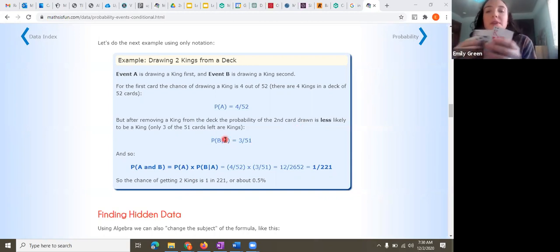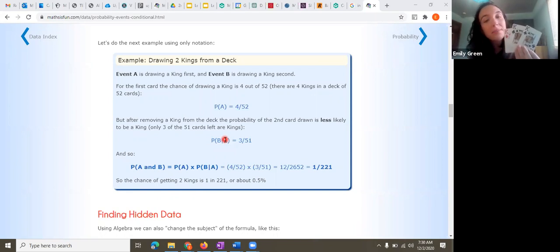Okay, so I have 4 kings, right? And so the odds the first time are going to be 4 divided by the total of 52. That's the odds of picking a king the first time. And so I'm going to use that as my P(A). So let's say the first time at random, I draw the king of hearts. And I'm not going to put it back. I'm going to take the king of hearts and get rid of it. So now I only have 3 kings left.